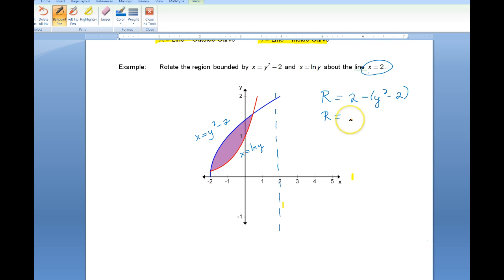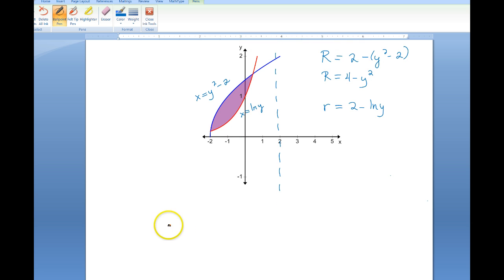So be careful here. It's going to be 4 minus y squared. I thought somebody said something different earlier. Y squared, minus a negative. Yeah. And then little r is just going to be 2 minus ln of y. So what's the setup going to look like?